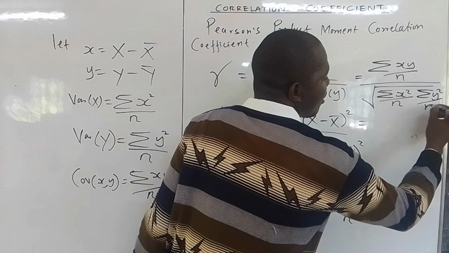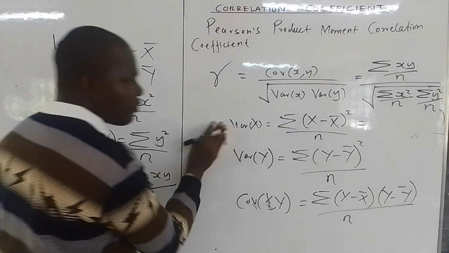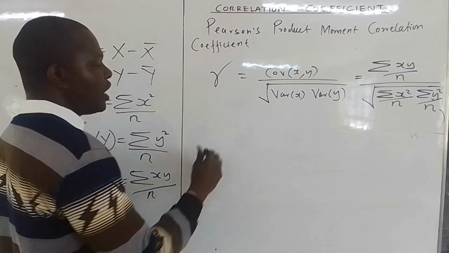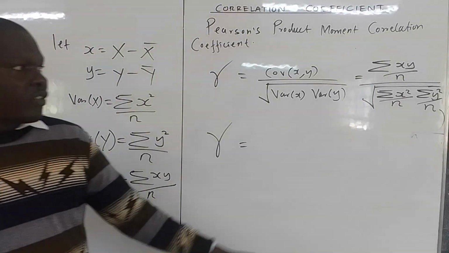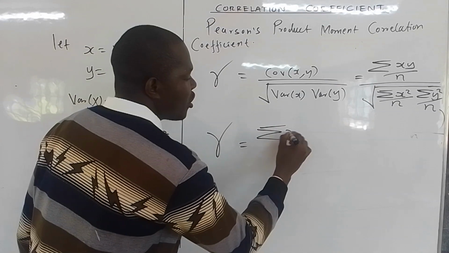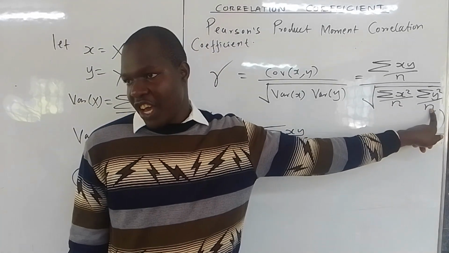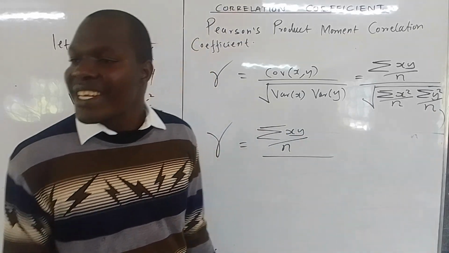Summation of y squared over n. Now if you look at that, what do you see? You now see the correlation coefficient rho is going to be given by summation of xy over n, divided by n times n, which is n squared, isn't it? When you get the square root of n squared, you get n.